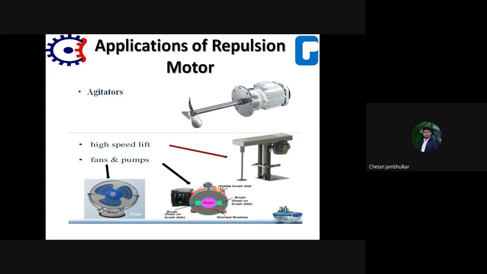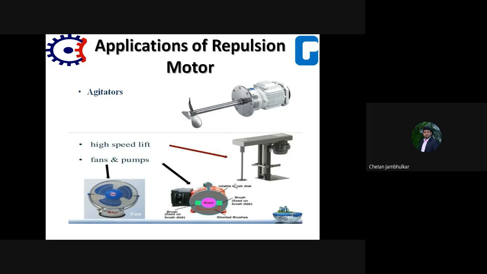And this repulsion motor we use in agitators, and in agriculture applications. We use this repulsion motor for high speed lifts, high speed fans and pumps. In a single phase cooler we use this repulsion motor. For the high speed fan we use the repulsion motor, and for the single phase pump we use this repulsion motor.